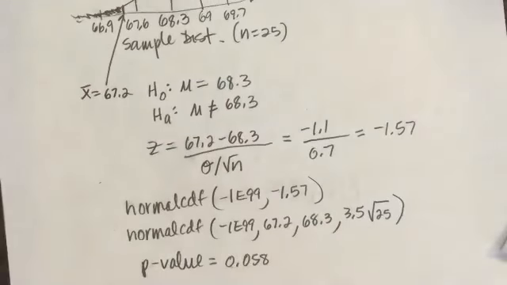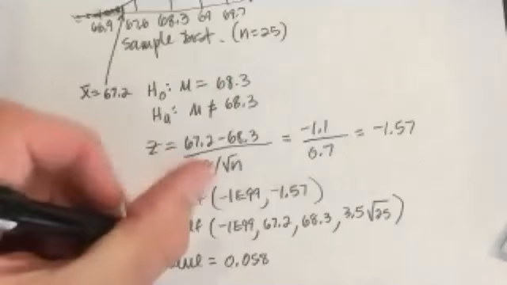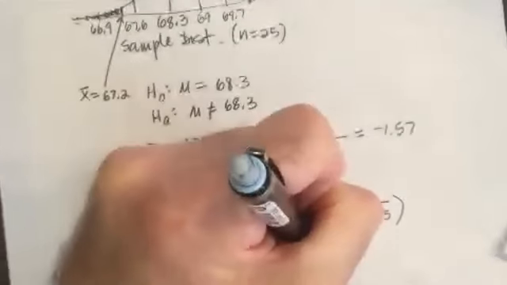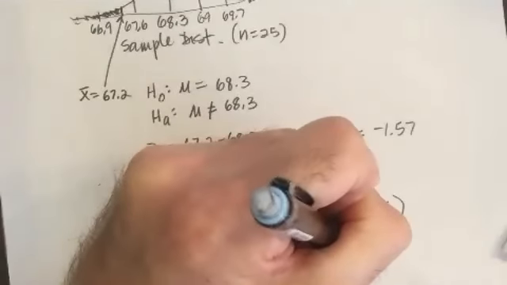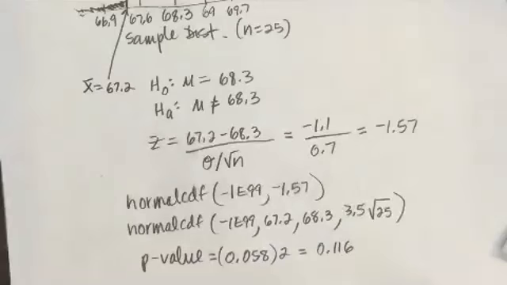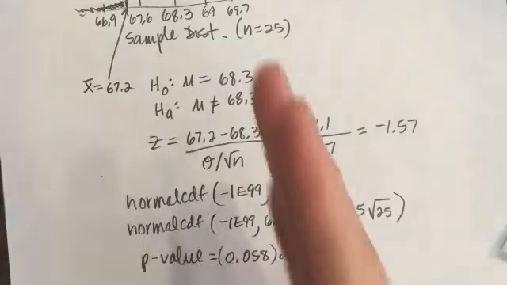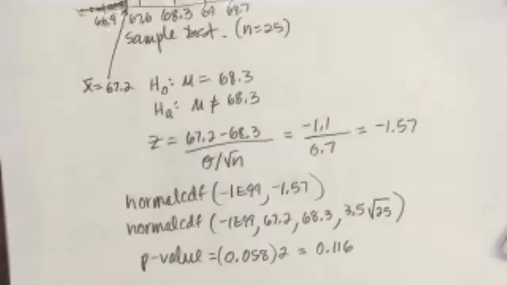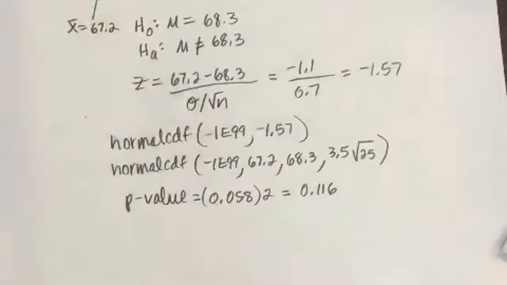So when we double it, what do we come out with? 2 of those is 0.116, or there's about an 11% chance that we would get a sample mean that's this far away. It's like 1.5 standard deviations away. Is that rare? Well, it's kind of rare. It only happens 11% of the time.